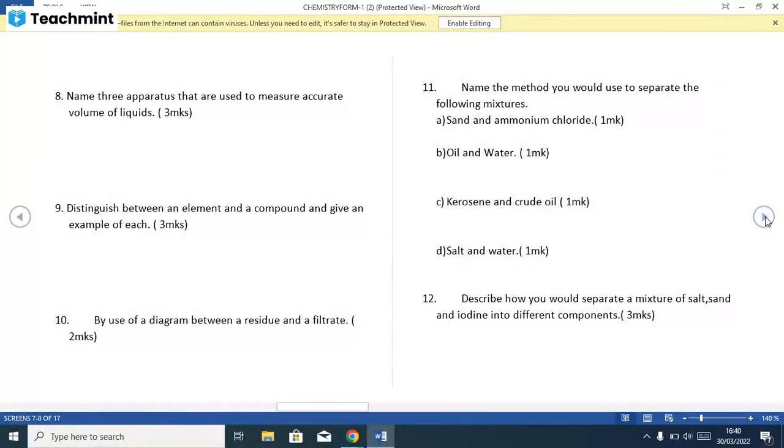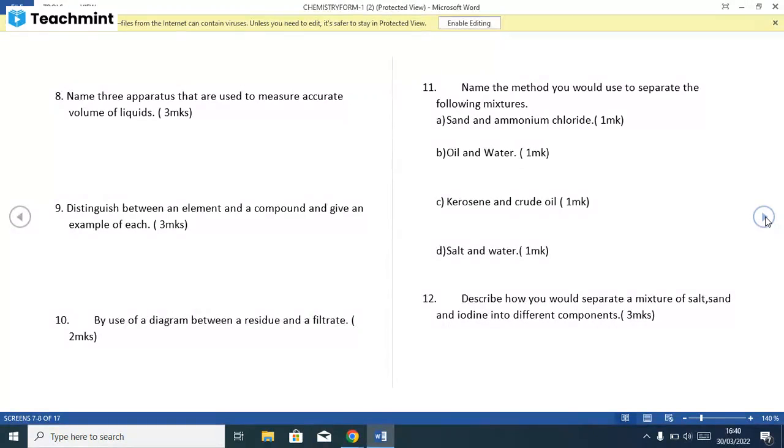Number 8. Name 3 apparatus that are used to measure accurate volumes of liquid. So the term to be stressed there is accurate. One, measuring cylinder. Beaker. Are you sure? Beaker is not there.